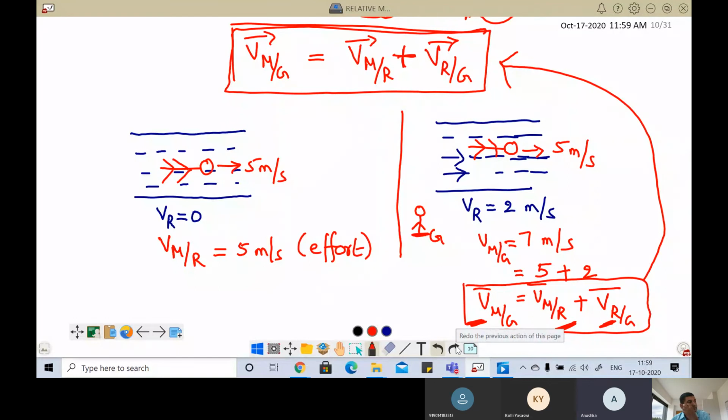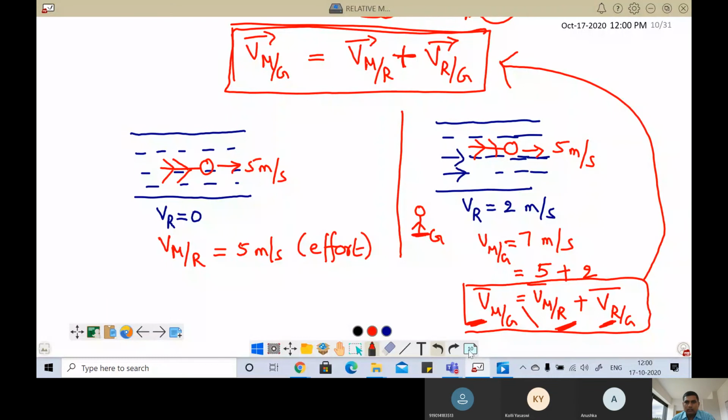Okay. Bhavya, Yashasvi, tell me. Velocity of man with respect to ground is equal to velocity of man with respect to river plus velocity of river with respect to ground, sir. Correct. So velocity of man with respect to river will be given, and velocity of river with respect to ground will be given. We need to find velocity of the man with respect to ground. Very good.